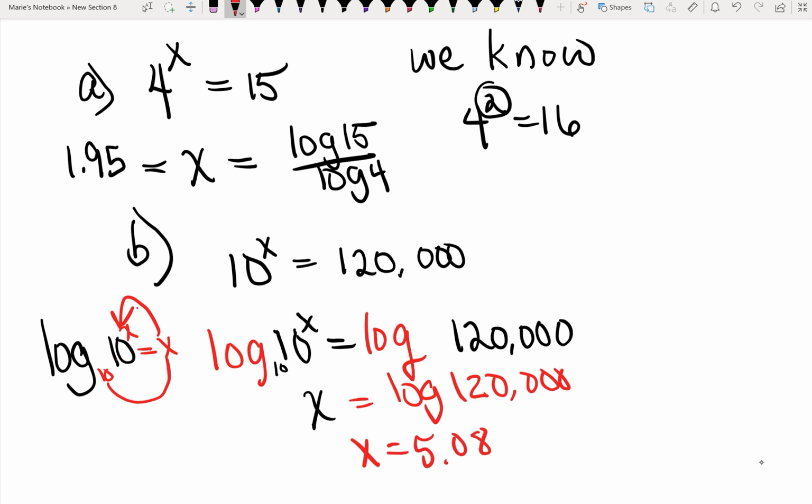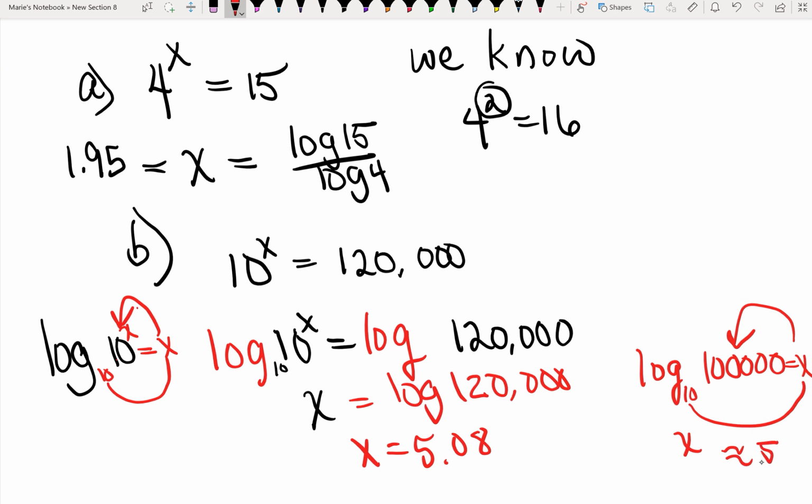We also know that if I had log of 100,000, this will become log 6, because this is 10 down here, and so that's equal to x. That means that 10 to the x is equal to 100,000, and therefore x is approximately 5, because we have 5 zeros. So that's just a little help.